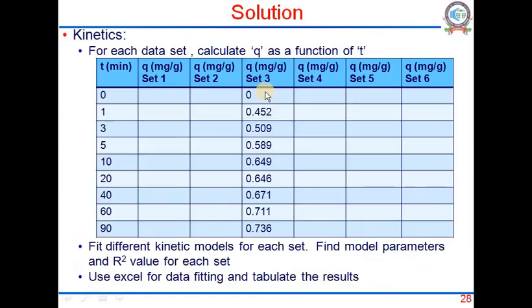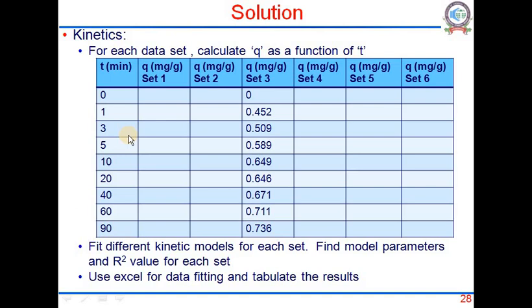So if you have not done it and you need some help, this is how you would do it. Let's say we take for example set 3. So you will get 0 to 90, that's the time, and the Q values for each of these time points for this set. So we need to fit different models, first order, second order and so on for this Q versus T.